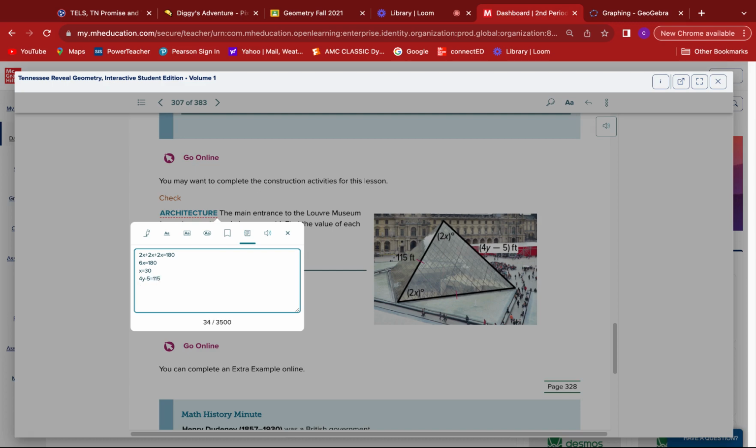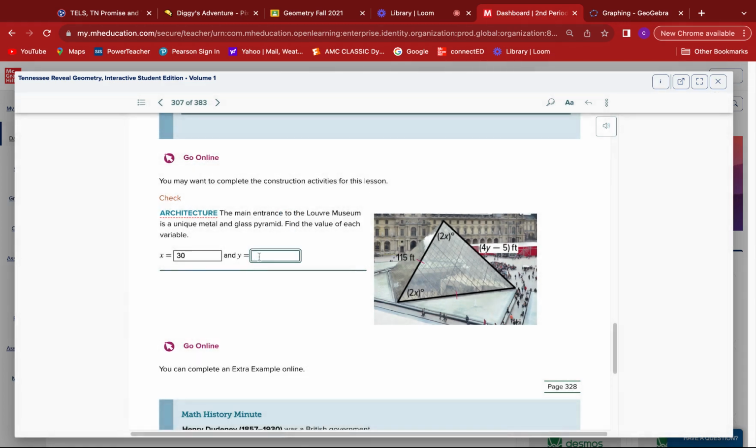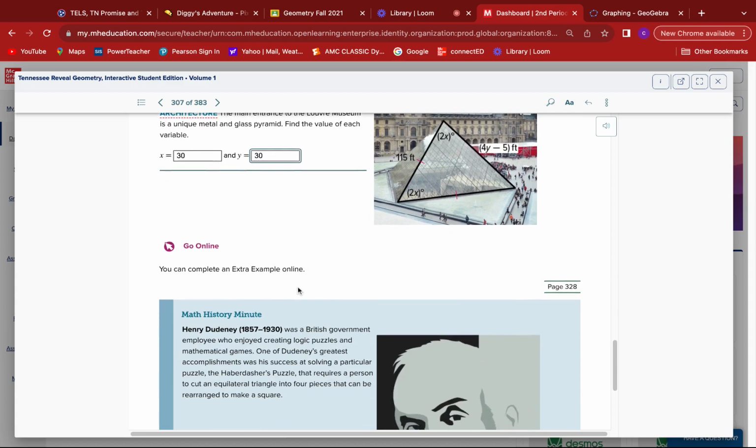The opposite of subtracting 5, add 5. So 115 plus 5 is 120. The opposite of multiplying by 4 is to divide by 4. So you're going to take 120 and divide by 4, and that gives you 30. So y is 30, everybody. Now, if you're someone who wants to check your answer, take that 30 and plug it in. See if you get 115. If you do, you did it right. 4 times 30 is 120. Minus 5 is 115. And since you get 115, you've got the correct answer.